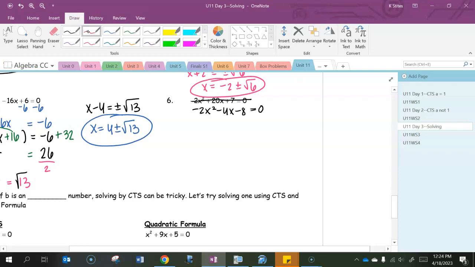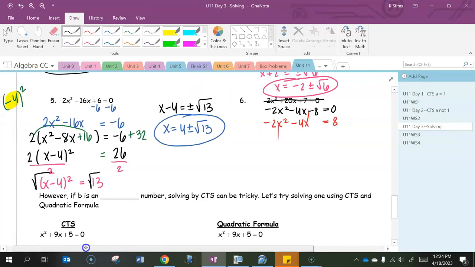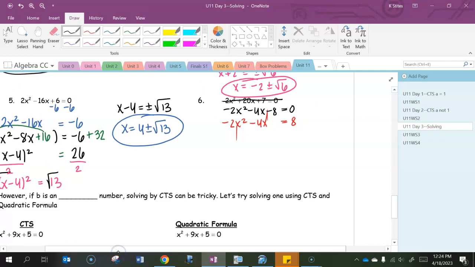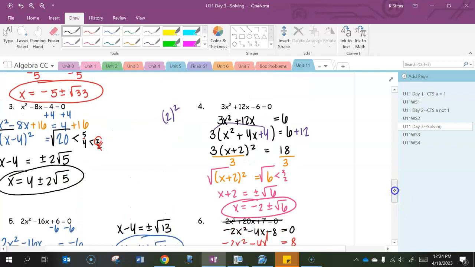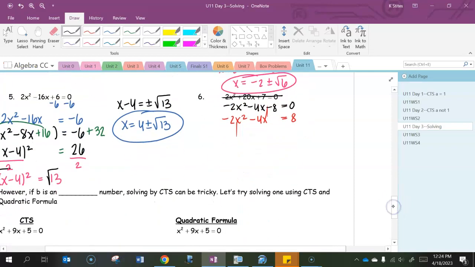So we're going to start by adding our 8 over to the other side. And then we're going to divide out our -2. We're going to factor this out. Okay, please be careful. And actually, one thing that you could do here, that's not always going to work depending on the problem. So I'm going to just keep going.